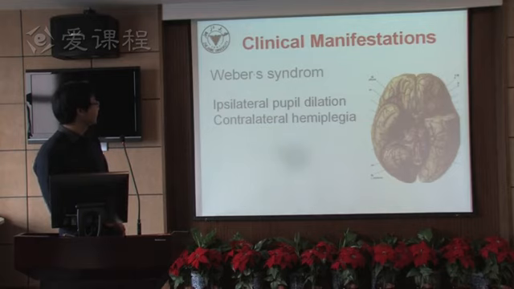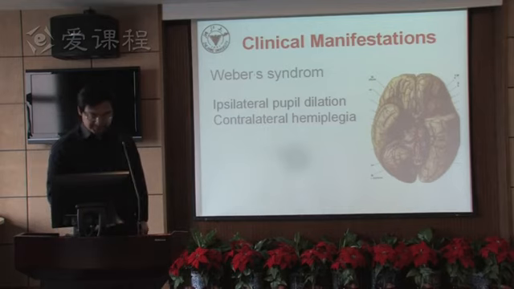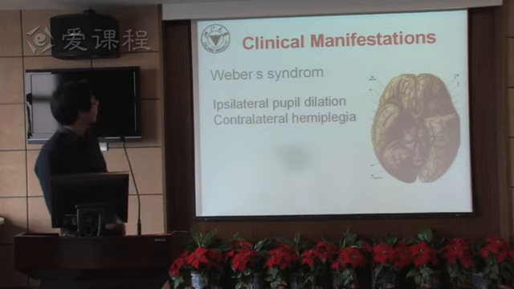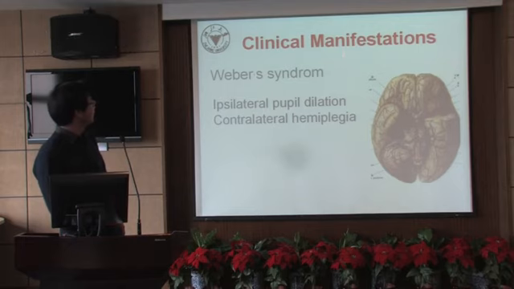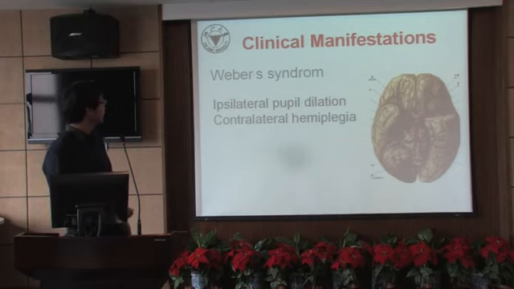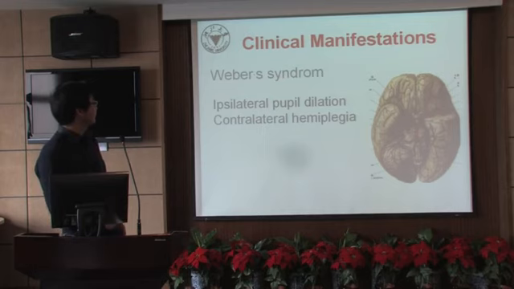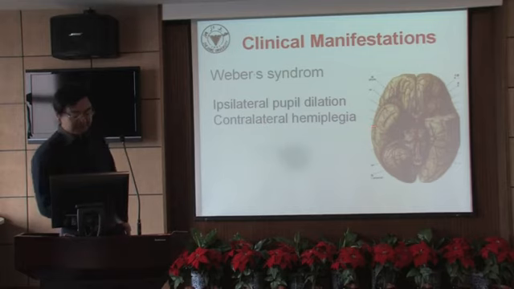The clinical manifestation of transtentorial herniation. Usually the clinical condition is called Weber's syndrome. Weber's syndrome is characterized by ipsilateral pupil dilation and contralateral hemiplegia. So this is Weber's syndrome. In most cases, we can find it in patients with downward transtentorial herniation.